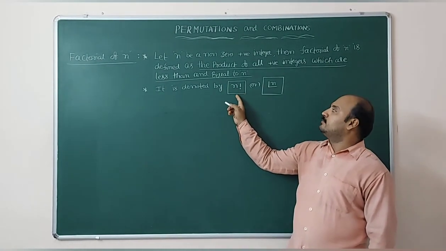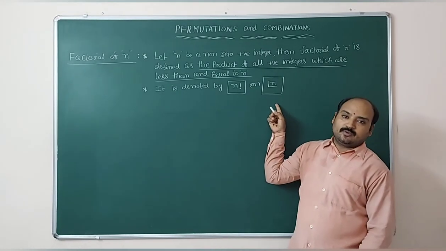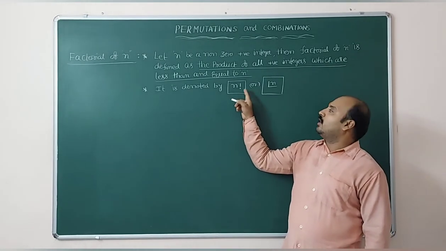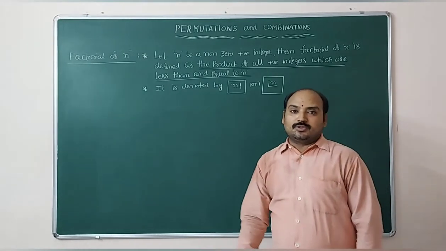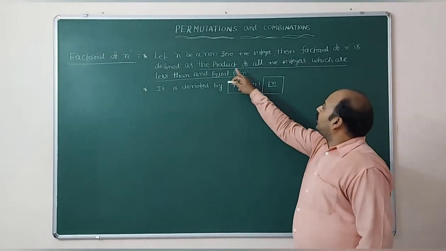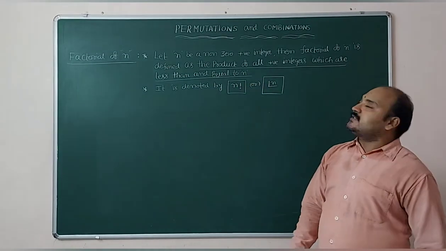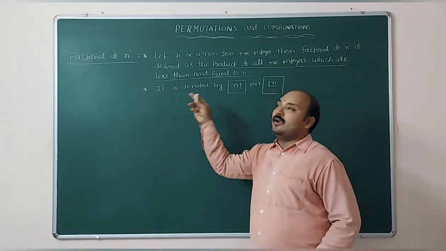This is one symbol, or another symbol, this one. n factorial, or n factorial. This is the way you can denote the product of all positive integers which are less than or equal to n.